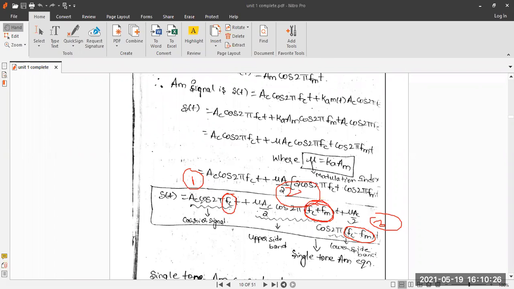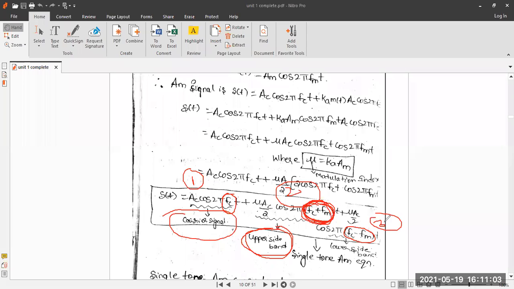Now, the first term in the singletone AM equation is called the carrier signal. And the second term, which is having high frequency, fc plus fm, is called the upper sideband term, or upper sideband signal.